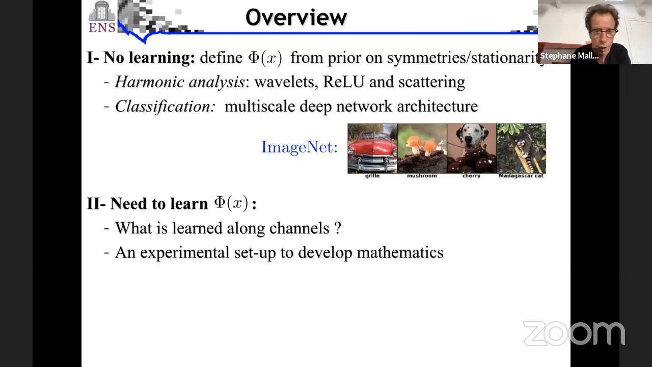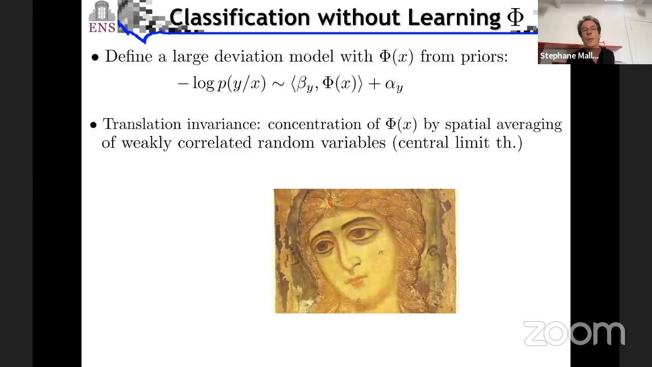Essentially, spatially, the filters can all be taken to be wavelets, but along the channel, the phenomenon is much more complex. So let me begin with the approach of the problem without any learning. So the problem is to define a map, this phi of x, which will be the last layer of the neural network, which is able to concentrate the information.